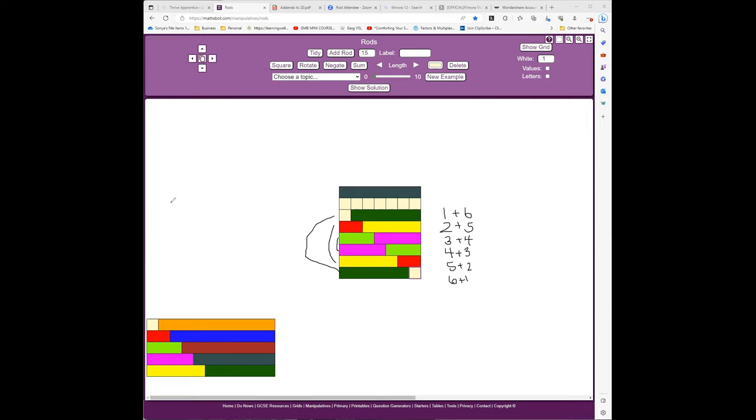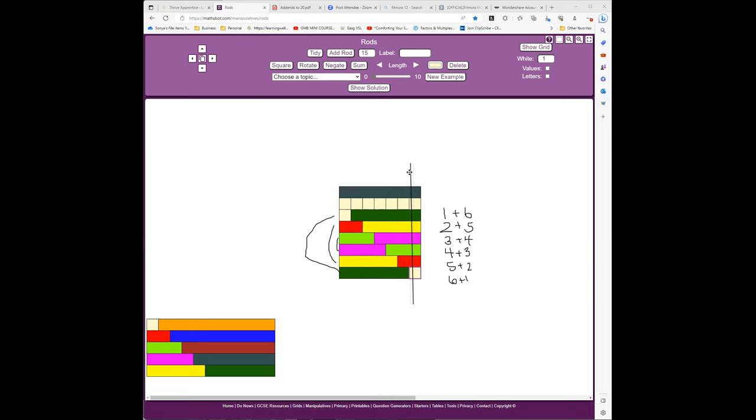Now I noticed that if we were using whites, I could start on the left-hand side and make an imaginary line, or a real line in our case, and get two groups of whites that are the same length as the top train. I can move the line to the right one space, and I can get the next train, which is 2 plus 5. The first time I get 1 plus 6, this time I get 2 plus 5. And if I move it one more to the right, I get the train 3 plus 4.